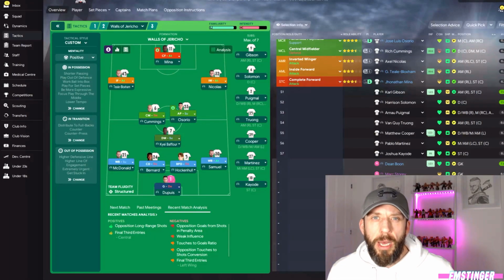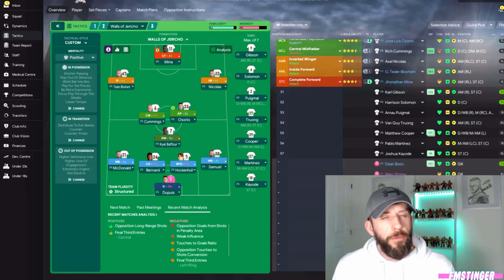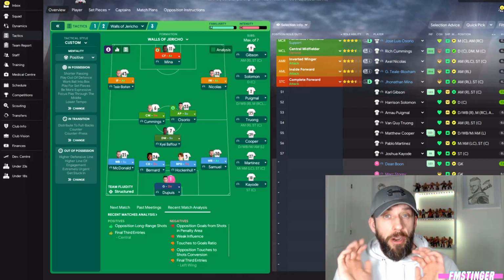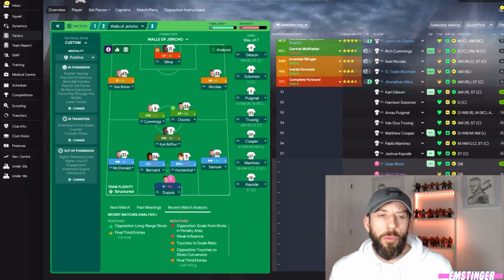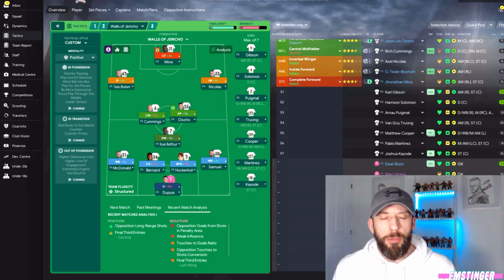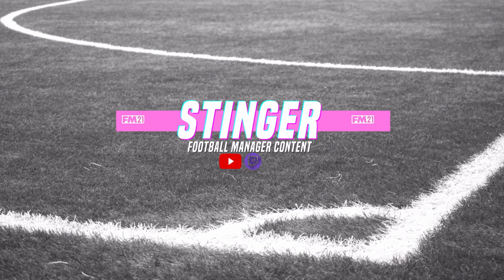Two different techniques there, it shapes the way your team play. The first technique, high line of engagement, high defensive line, means we're going to be pressing forward, dominating possession. Second one, the opposite, we sit back, lower line of engagement, lower defensive line, soak up the pressure, smack them on the break.